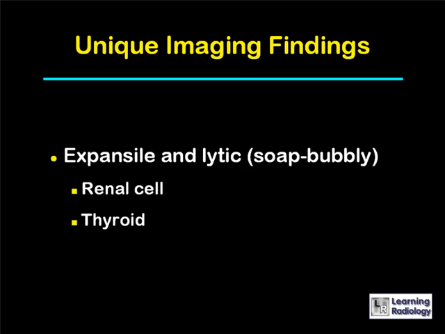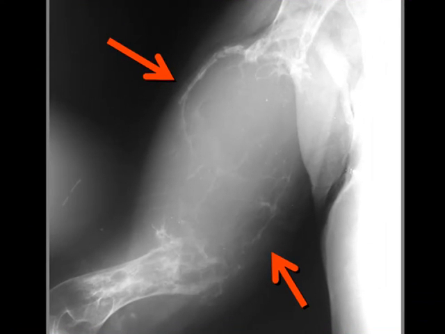Expansile and lytic lesions, those that have a soap bubbly appearance, you should think of primaries such as renal cell carcinoma or thyroid carcinoma. This is a lesion in the right humerus, which is unbelievably expansile, lytic, destructive. You can see that there are septations within the lesion, and this is metastatic disease from a renal cell carcinoma, though it could be from thyroid as well.